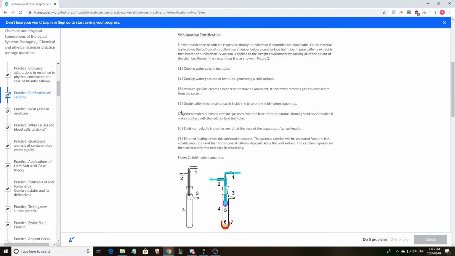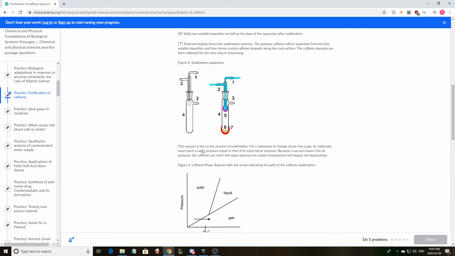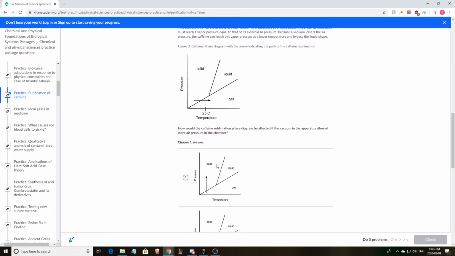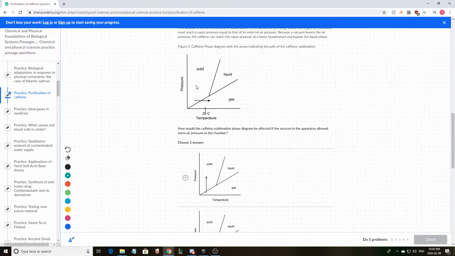Well, remember, the purpose of the vacuum apparatus was to create a zero pressure environment. And what that will allow you to do is, like it mentions here, for substances to change phase to a gas, its molecules must reach a vapor pressure equal to that of the external air pressure. So we need it to be a low pressure environment such that we can convert the compound straight from a solid to a gas.